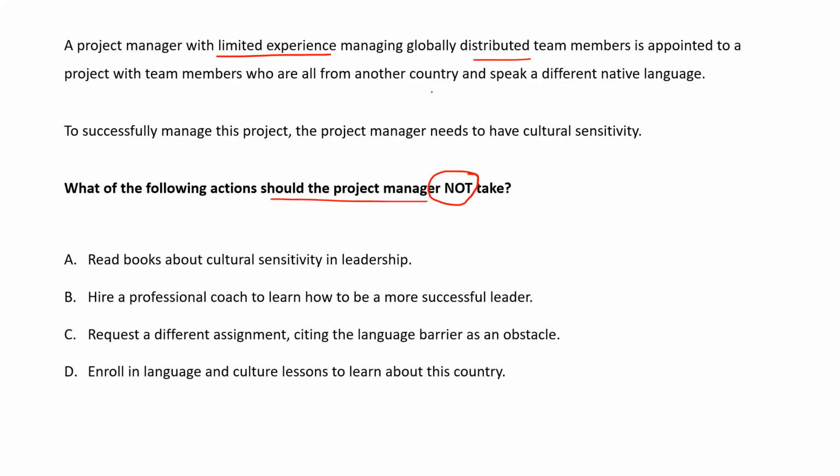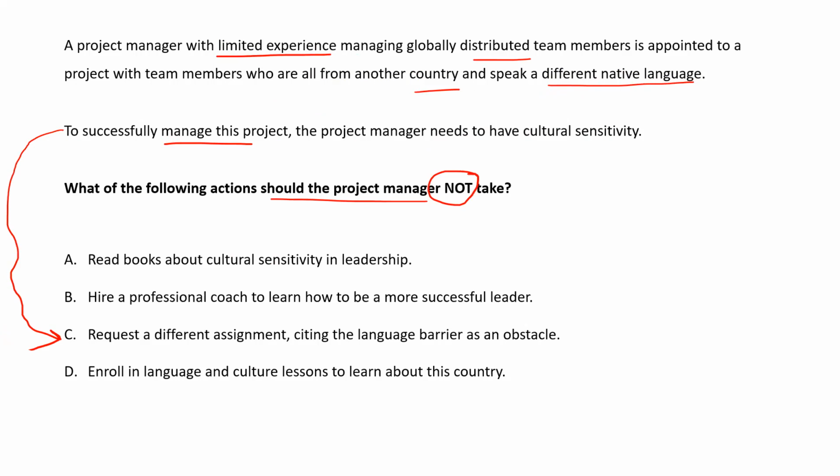Project with team members who are from another country and speak a different native language. To successfully manage this project, escaping cannot be the answer. The project manager needs to have cultural sensitivity.